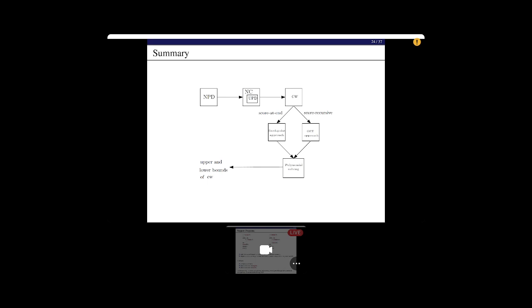Once we get the upper and lower bounds of the expected weight, we integrate them, and finally we produce the NPD bounds. This is the whole picture of our approach. We first reduce NPD to expected weight, and then we develop new approaches to compute the bounds of EW, and finally we integrate them.